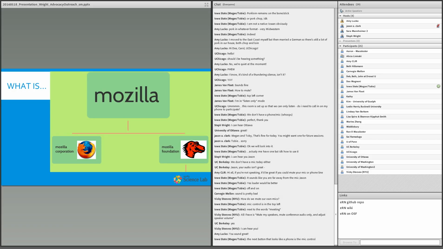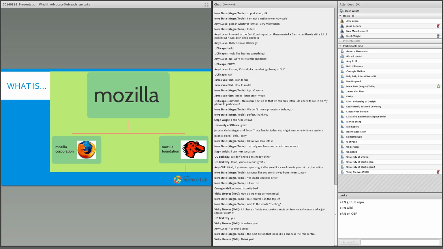And the foundation side is where I sit, the Science Lab sits, and it's comprised of paid employees and volunteers, and we're all pursuing a mission to ensure that the internet is a global public resource that is open and accessible to all. So what do I do for them? I work on the Science Lab team as the Open Data Training Lead, and currently I'm leading development of curriculum around open data, which includes training for practitioners as well as developing training for trainers in this area.